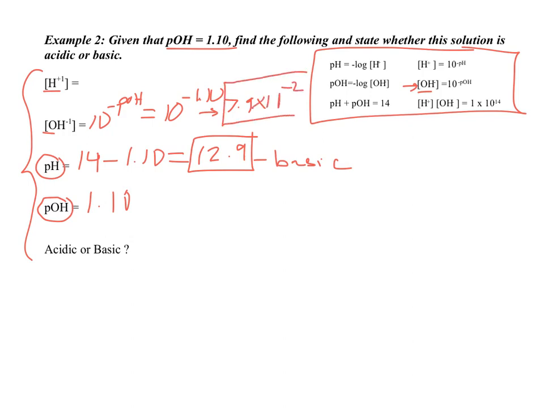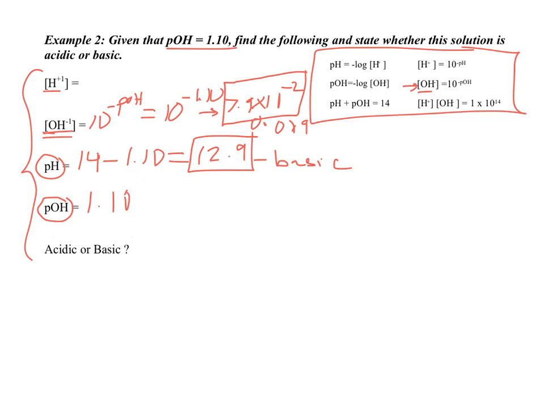Now, some of y'all's calculators might have come out to be like 0.079. That's the same number, so either answer is correct. This just means it's really concentrated. This is a very basic solution if we have this much OH.